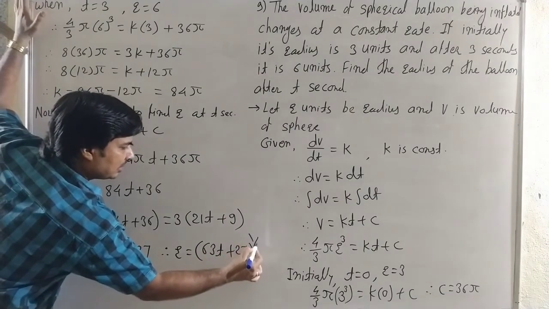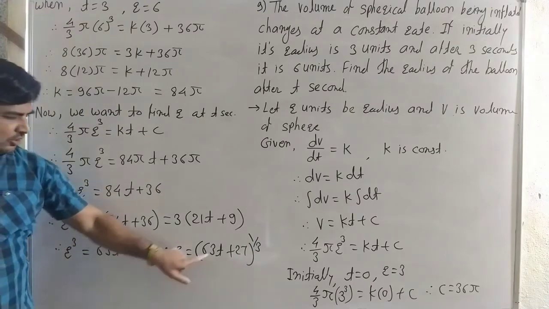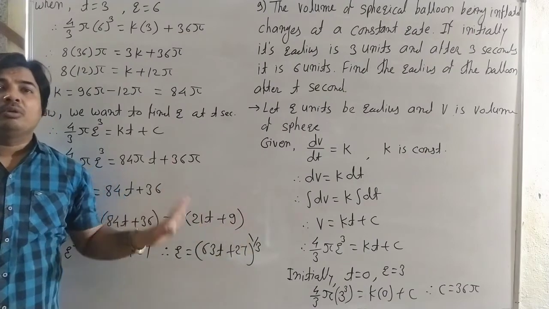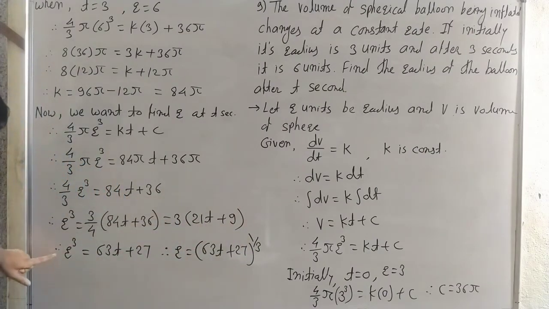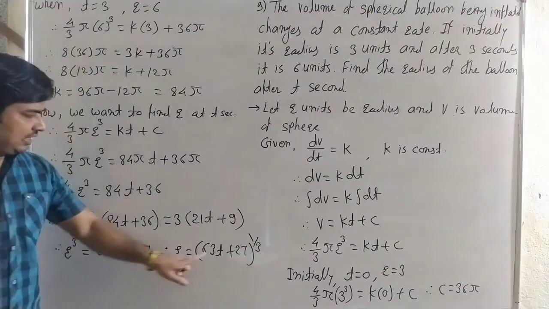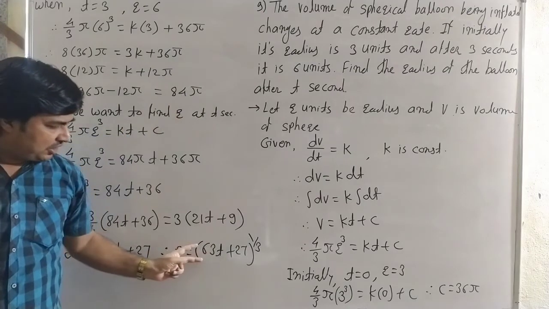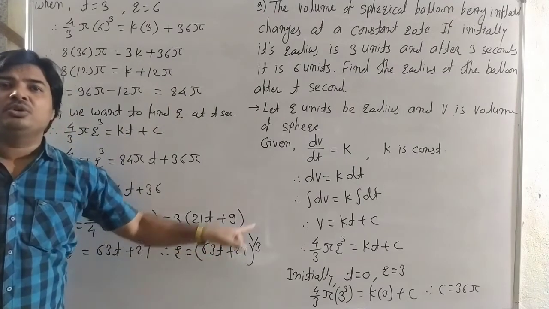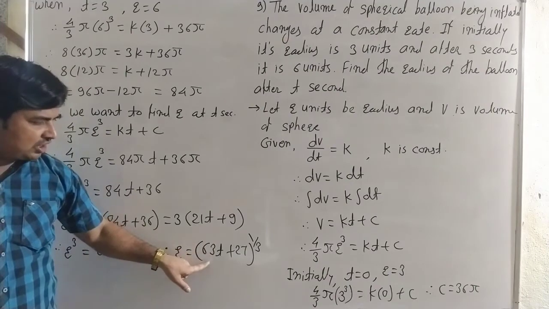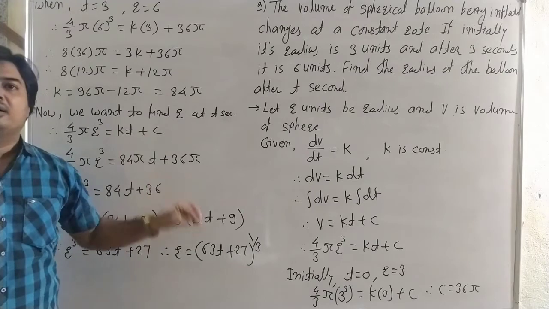the power 1 by 3, that means cube root. Here r cube is equal to this, therefore r is equal to 63t plus 27 to the power 1 by 3. See carefully this, r cube, and it is r, and that means it is the radius at time t. 63t plus 27 to the power 1 by 3, that means radius is equal to cube root of 63t plus 27. It is the radius at time t.